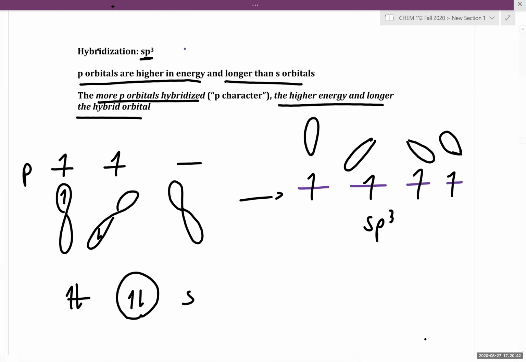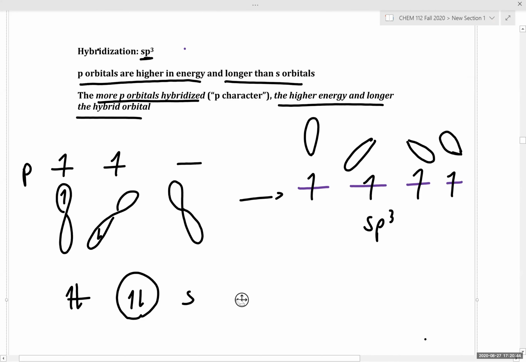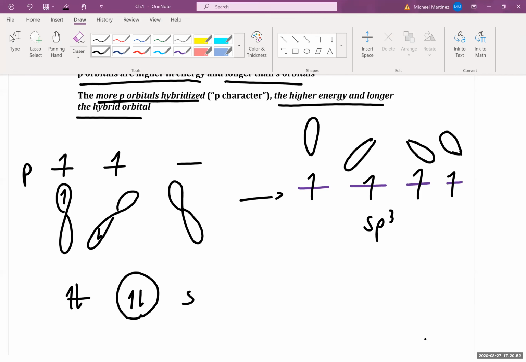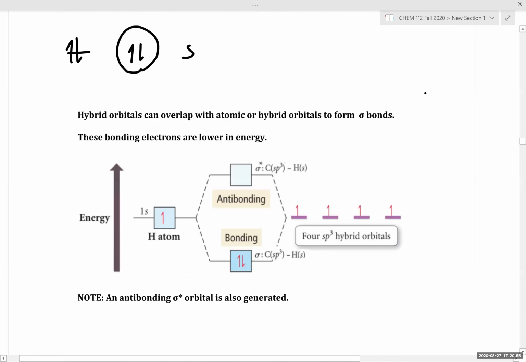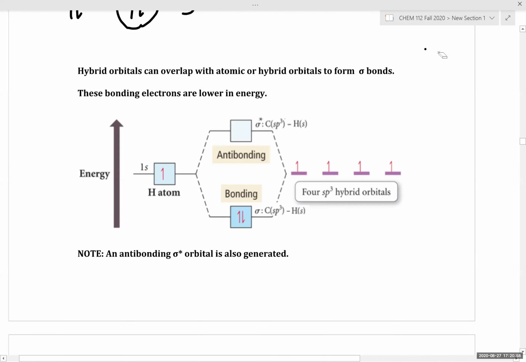So let's keep going now, and let's look at how we can apply this idea of sp3 hybridizations to more interesting bonding structures. Let's see if we can apply this idea of hybridization to our current models for chemical bonding. So just like atomic orbitals, hybrid orbitals can overlap with atomic or hybrid orbitals to form sigma bonds, or single bonds. These bonding electrons in turn are lower in energy.